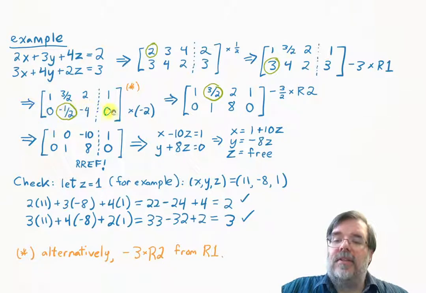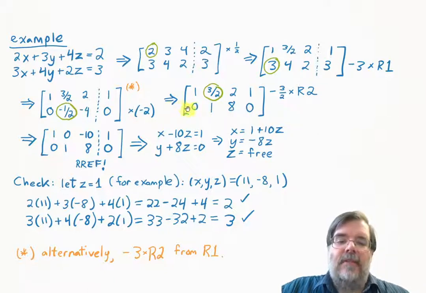Next, since we're done with that first column, looking at the second row, I want to turn this circled number into a 1. So I can take negative 1/2 and multiply by negative 2. I need to multiply this entire row by negative 2. 0 times negative 2 is 0. Negative 1/2 times negative 2 is 1. Negative 4 times negative 2 is positive 8. And 0 times negative 2 is 0.